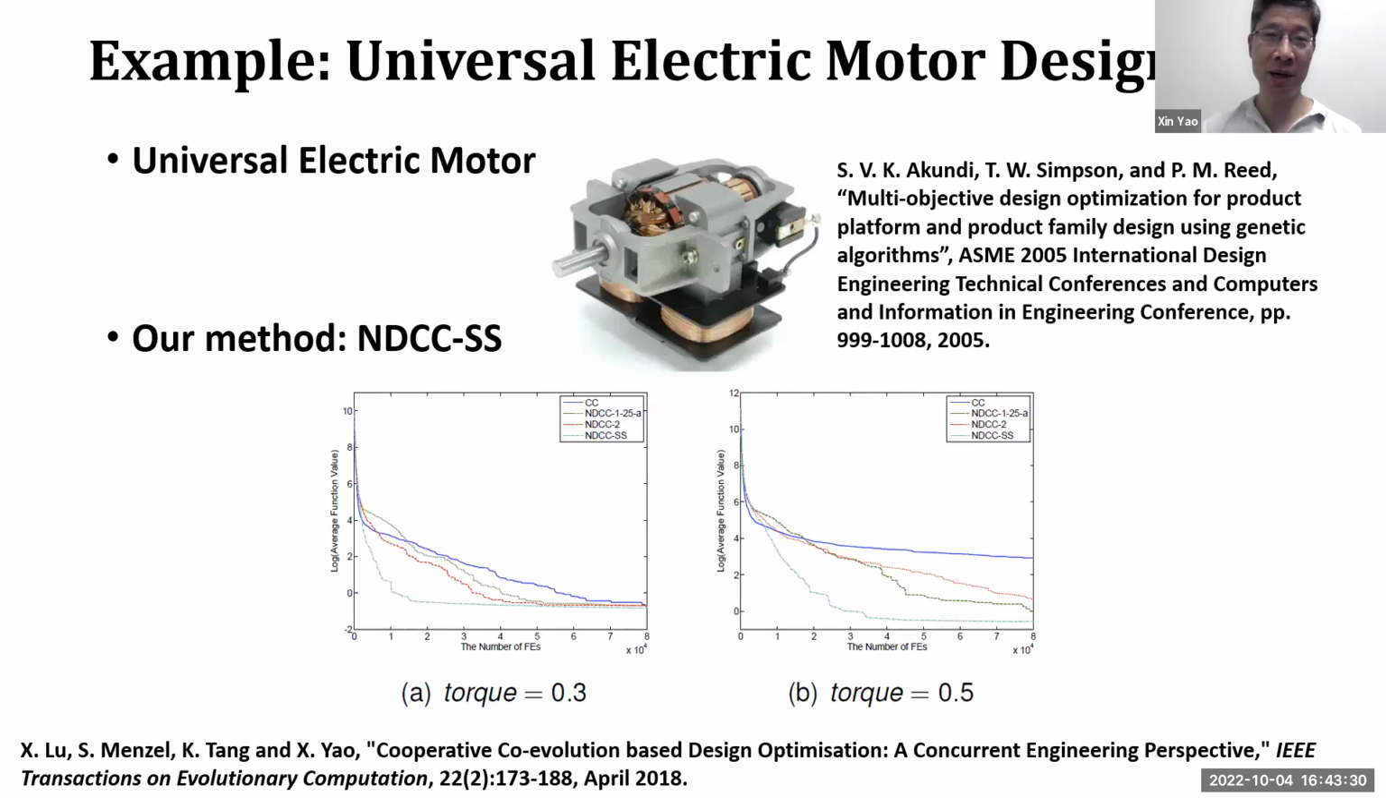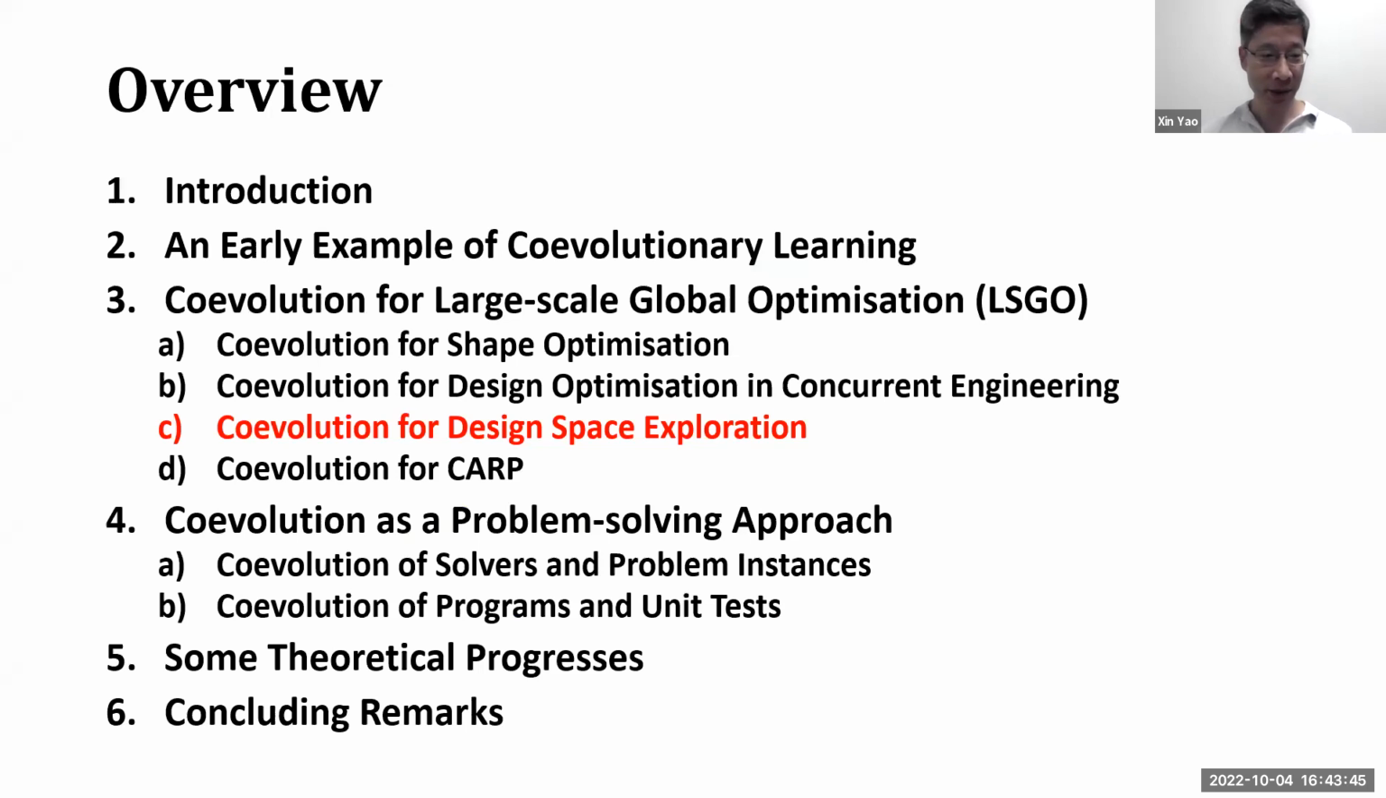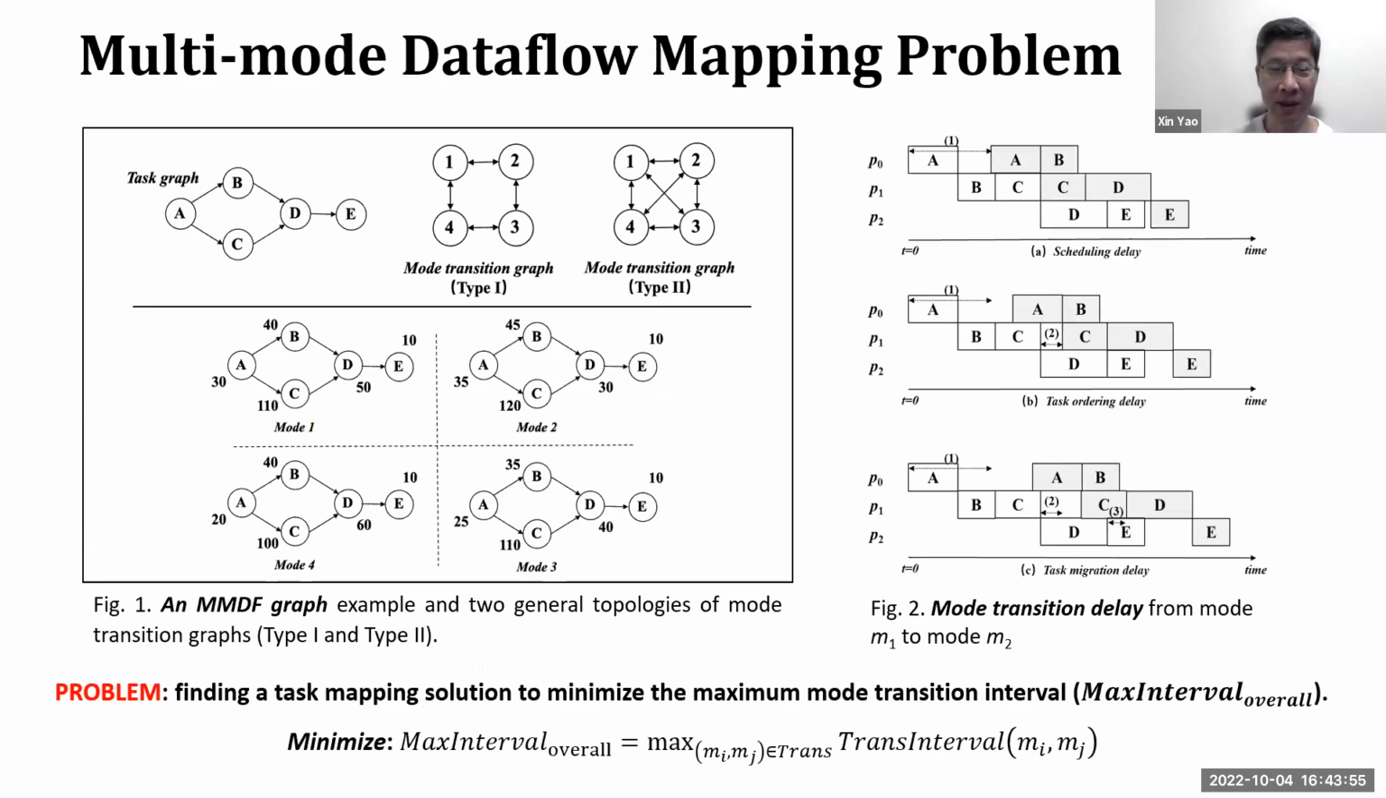And then we actually applied it to some real product design, and then did a lot of computational comparisons and illustrated that the co-evolutionary approach does offer some advantages. The third real-world example is actually in VLSI design, especially in design space exploration.